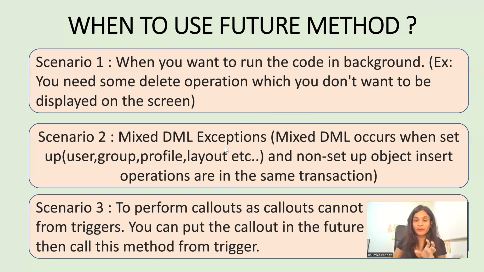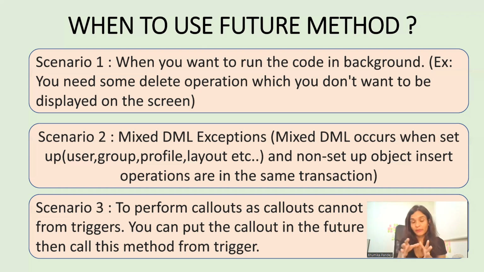All you have to do is split the code. The one with the setup object, you can keep it synchronous, and the non-setup object, you can keep it in the asynchronous process, for example a future method. Or you can do it otherwise: the non-setup object, you can keep it synchronous in the rest of the transaction, and the setup object, you can keep it in the asynchronous process, which is nothing but the future method. Okay, because it will have its own separate thread.